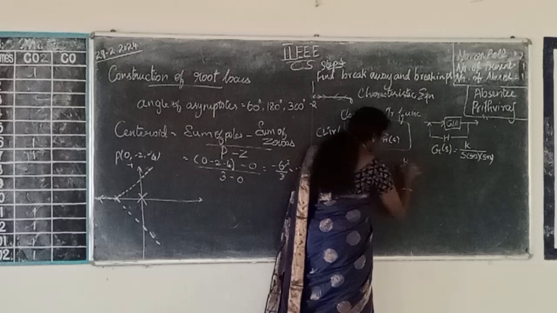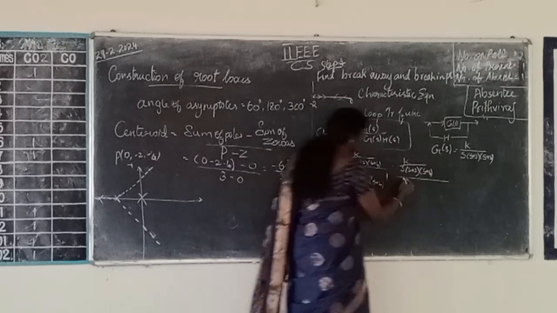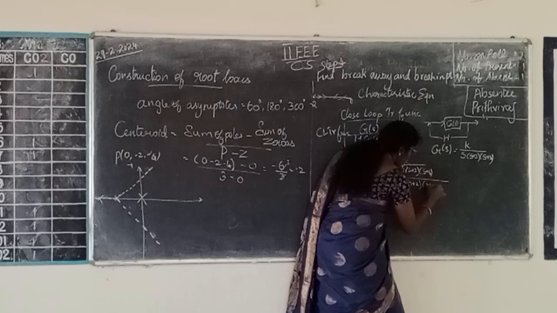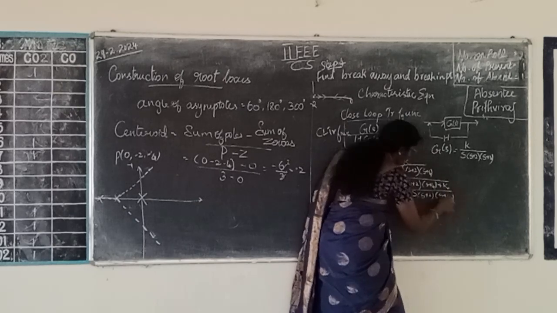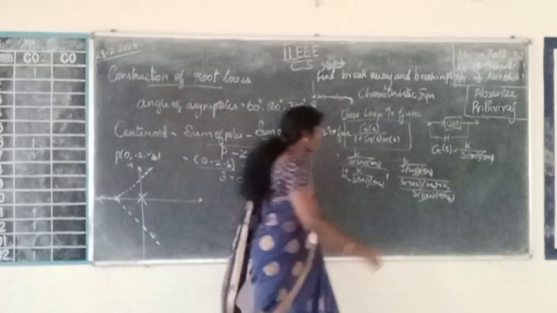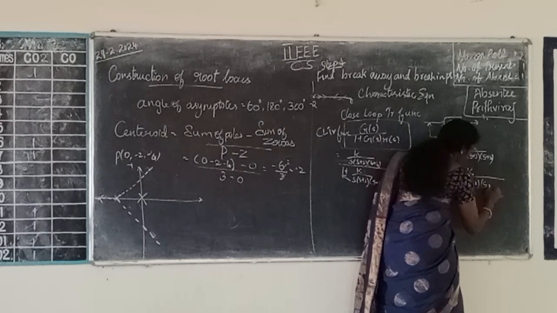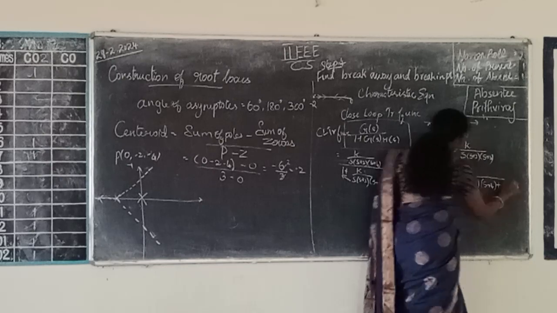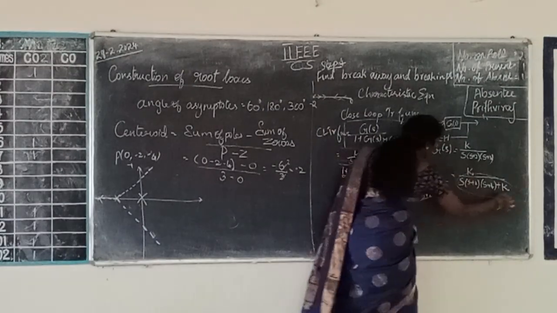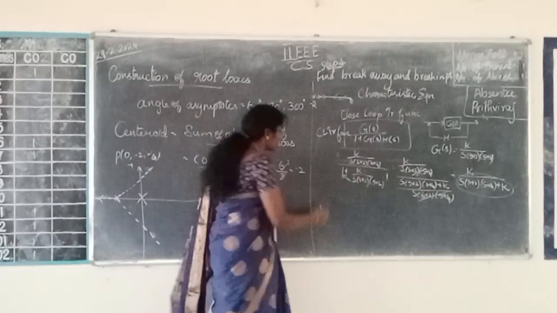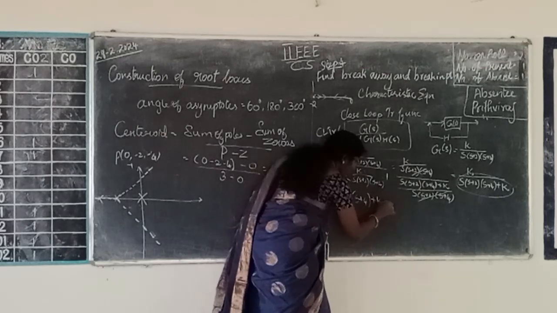So solve this mathematically: K divided by S into S plus 2 into S plus 4, divided by, we cross multiply, S into S plus 2 into S plus 4 plus K divided by S into S plus 2 into S plus 4. This denominator and the one here will cancel. What is the answer for this transfer function then? K divided by S into S plus 2 into S plus 4 plus K. And this is now your closed loop transfer function. Now what you have to do to find the breakaway point? Equate the denominator to 0. The denominator is S into S plus 2 into S plus 4 plus K equal to 0.